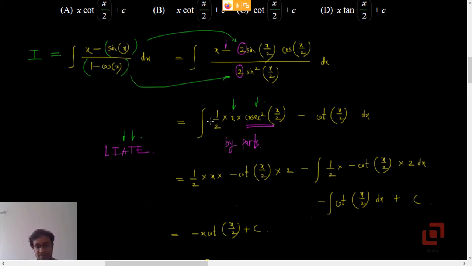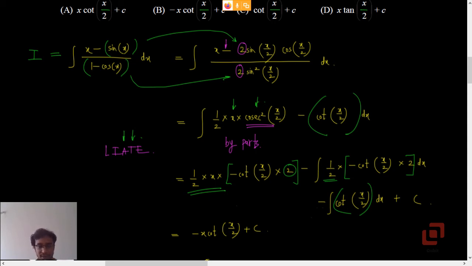Keep 1 by 2x as our first function, so first function as it is, integral of the second function, which is negative cot of x by 2 into 2, this 2 has come because we have x by 2, minus integral of derivative of the first function, x by 2 is derivative 1 upon 2, into integral of the second function, same, negative cot of x by 2 into 2, minus, don't forget this one now, cot of x by 2 plus cot of x by 2 dx plus c.